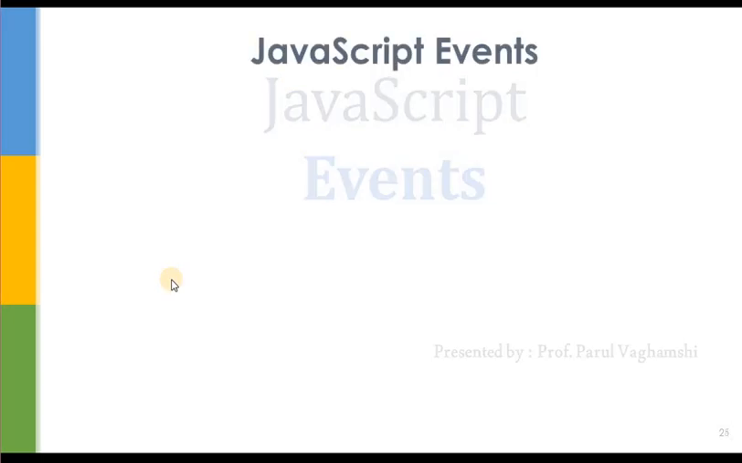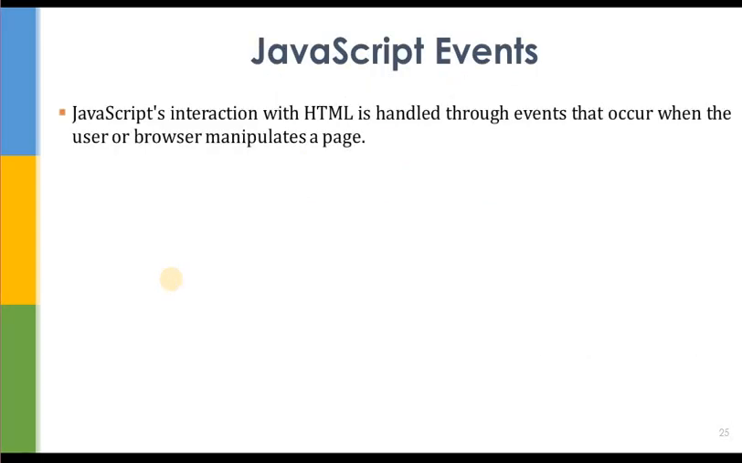So let's see. JavaScript, which is basically what we use to add some interaction with our HTML and CSS portion with our users. That is why we included JavaScript. But JavaScript also interacts with our HTML, and that interaction is handled through events that occur when a user or a browser manipulates a page.